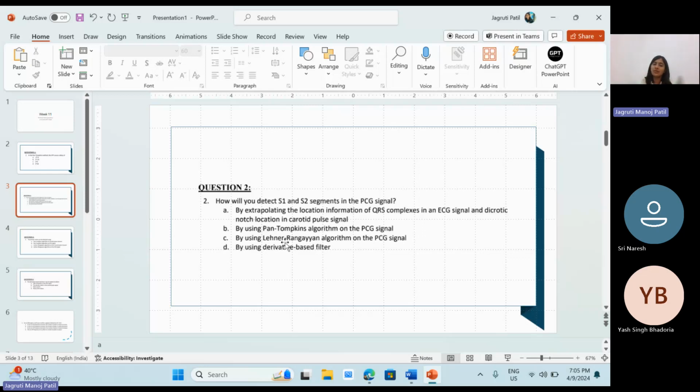So one such method is to use the same thing we did now, the Pan-Tompkins algorithm, on the PCG signal. But you don't really get clear distinctions in the PCG signal, because when you have the dichrotic notch, everything becomes fuzzy. You don't really know when the systolic and diastolic activities are going to come. So people prefer to extrapolate the location information of the QRS complexes in the ECG signal, and then the dichrotic notch location, and compute from there. Essentially what you have in your PCG signal is nothing but S1, S2, S3 and S4, where S3 and S4 are not that prominent, but S1 and S2 are.